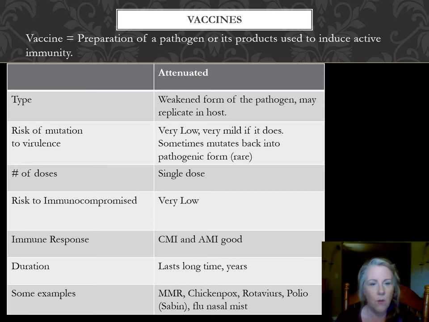Okay, so immune response. Which type of adaptive or acquired immunity? For this one, the immune response, we get both cell-mediated immunity and antibody-mediated immunity. And that's what we want, right? We want both. Sometimes we get one or the other, and maybe sometimes one is stronger than the other, depending on the vaccine, depending on the pathogen, really. We want both, and it seems that the attenuated is really good at stimulating both, because we're getting memory B cells and memory T cells.